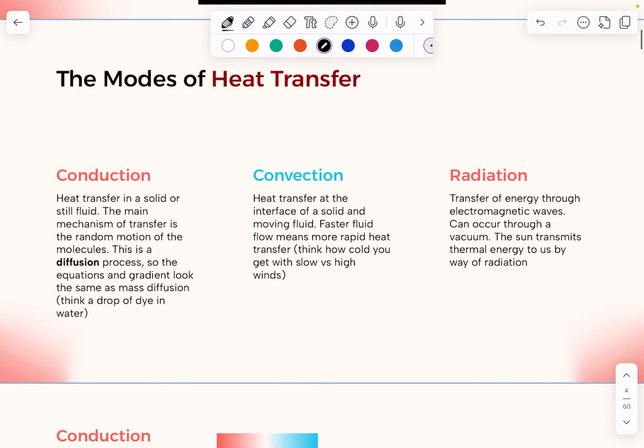There are three modes of heat transfer: conduction, convection, and radiation. I'm sure you've all heard all three of these words used in some capacity. Conduction is used a lot in electrical applications for connectivity, and there's actually a very interesting corollary between electrical systems and thermal systems, as well as fluid systems. We'll get into that a lot in the next lecture.